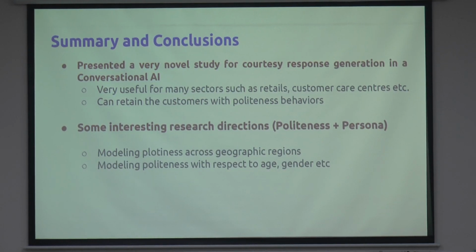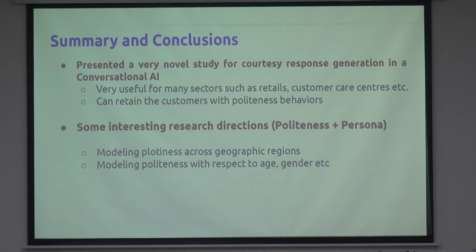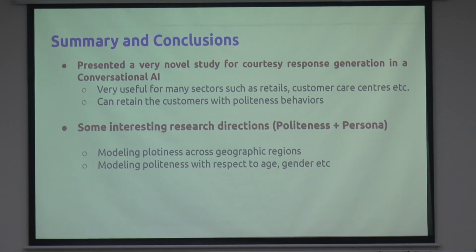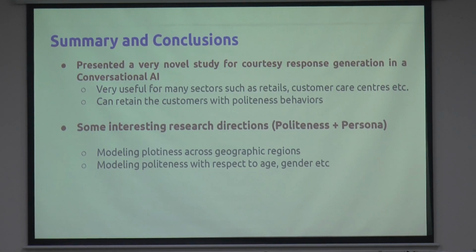So, whether a bot can behave similarly. Then age, for example: when I talk to elderly people, I am more courteous and more polite, but when I talk to junior or younger people, I am not as courteous. These are all interesting research directions that can be considered in this domain.